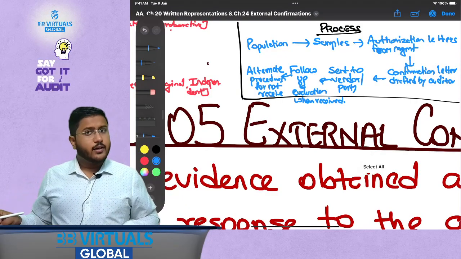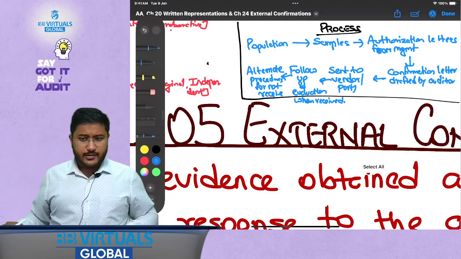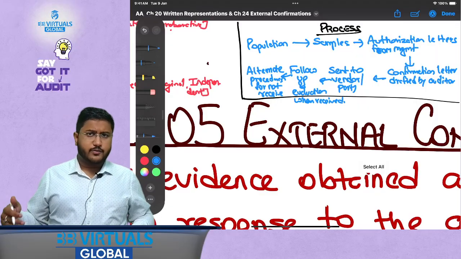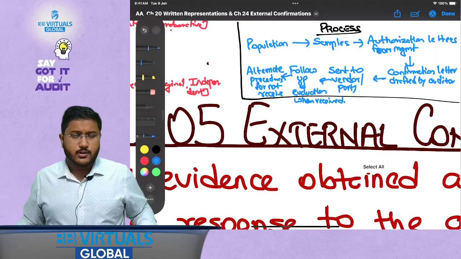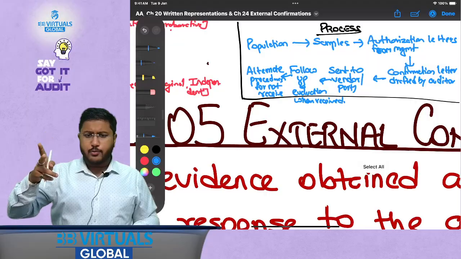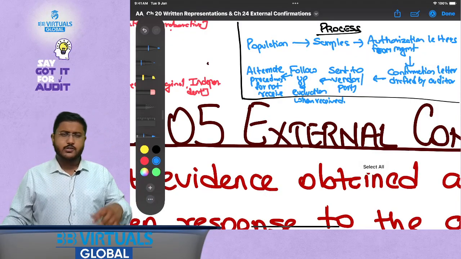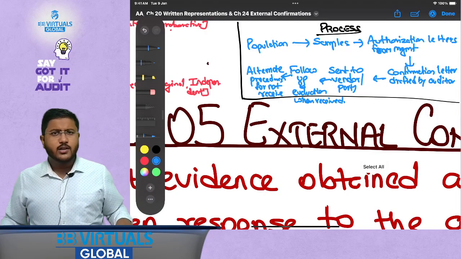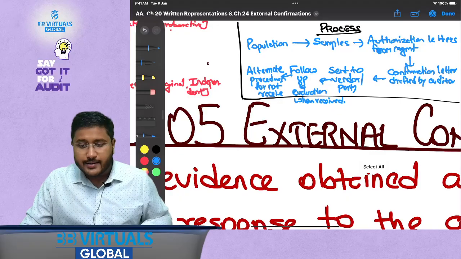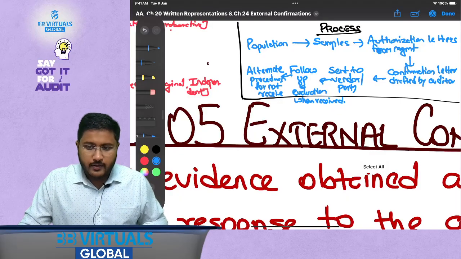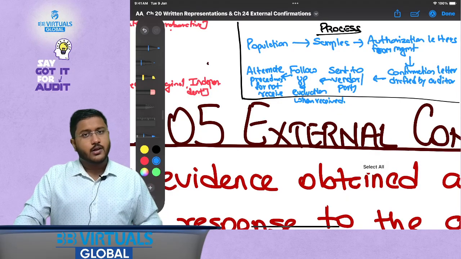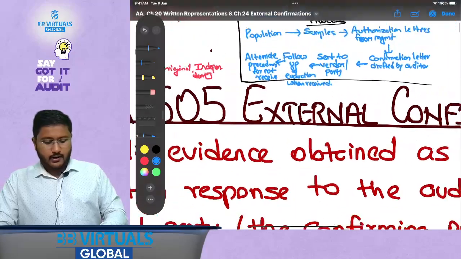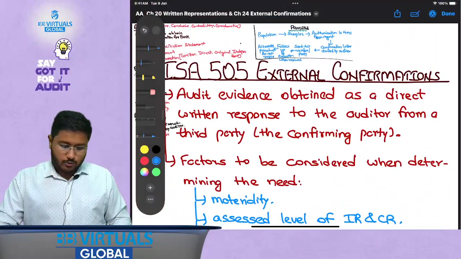So this is the overall process. We select the population, go for sample selection, get the authorization letter from management, and then go for the confirmation letters. Now this could be swapped also, that is, the confirmation letter could be drafted first and then the authorization letter obtained, that is the call of the auditor. Then it is sent to the vendor or party, follow up and evaluation is done, and then alternative procedures for the confirmations that are not received. I hope this is clear.